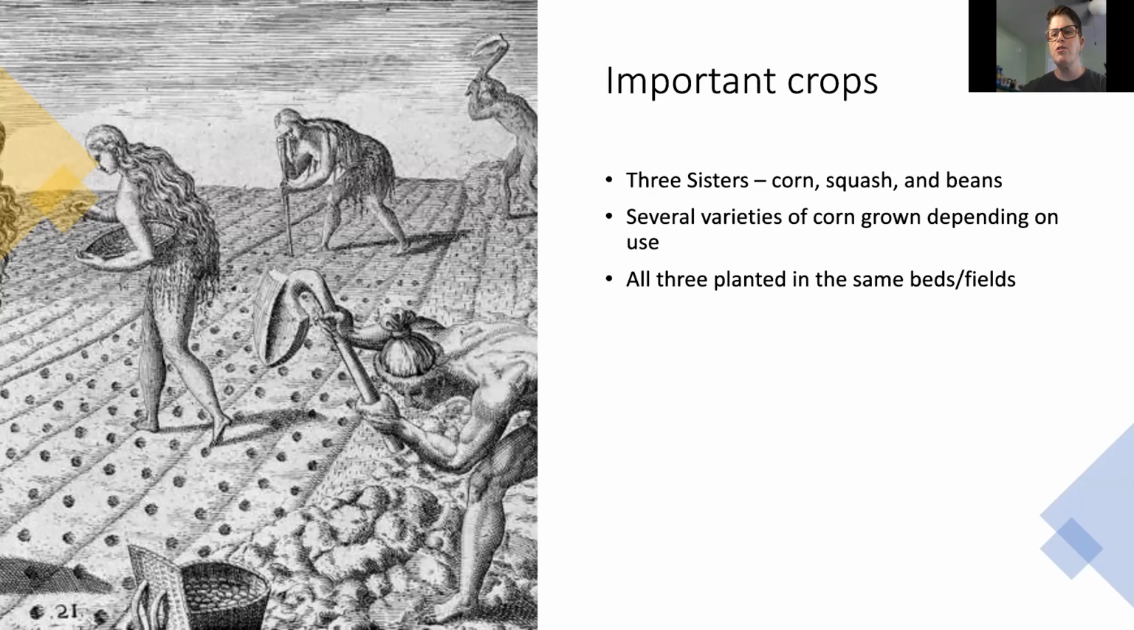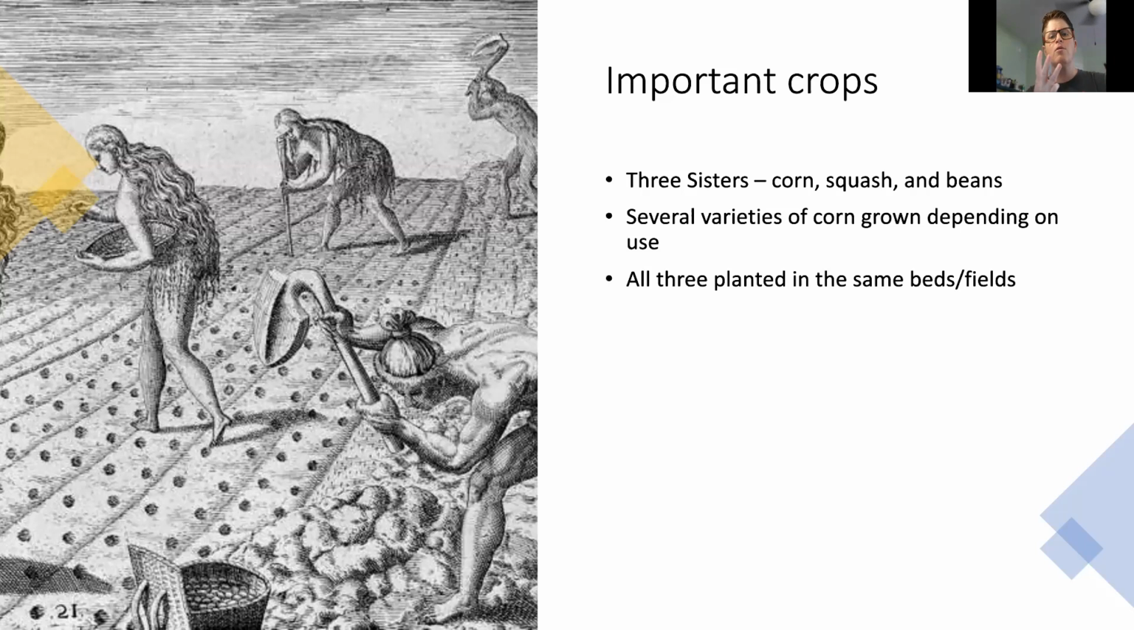This is an illustration here of the Timucuan working their fields. You can see some men helping clear the field and plant. So this would have been a big town effort to get this field ready for whatever crop they're growing here.